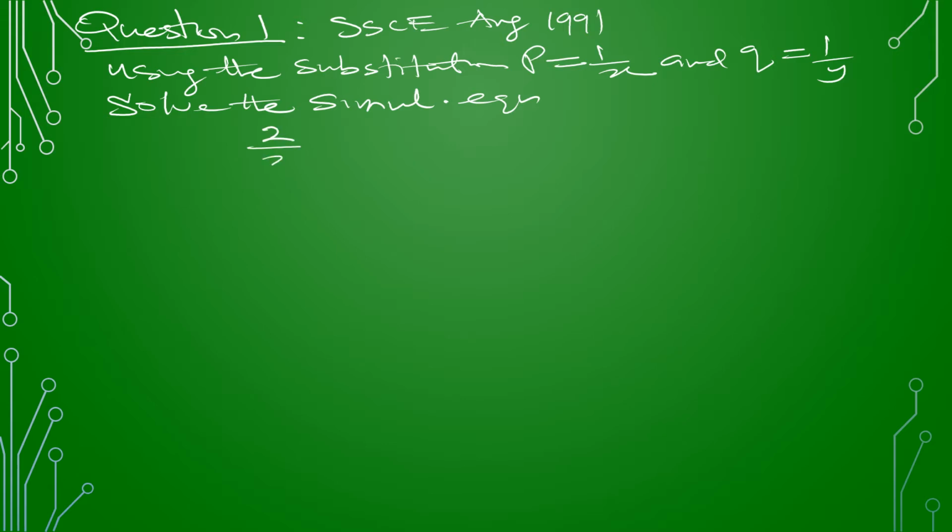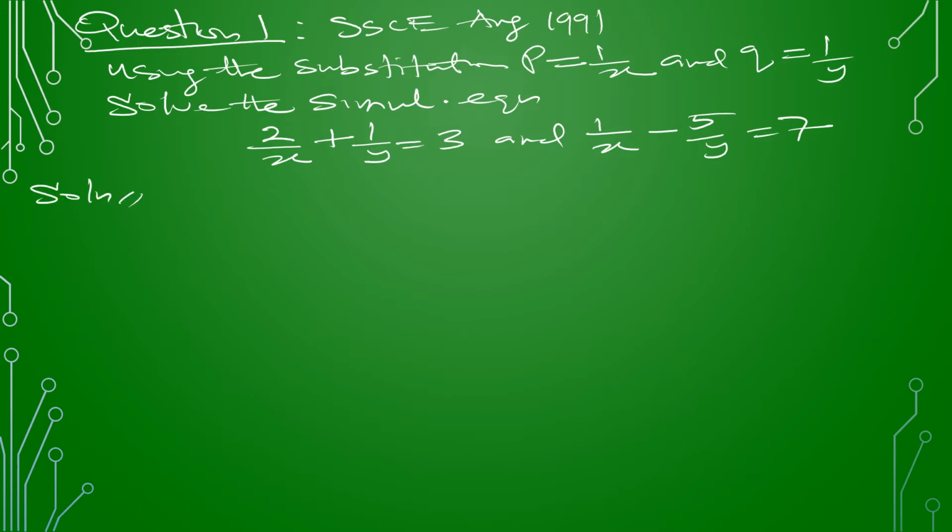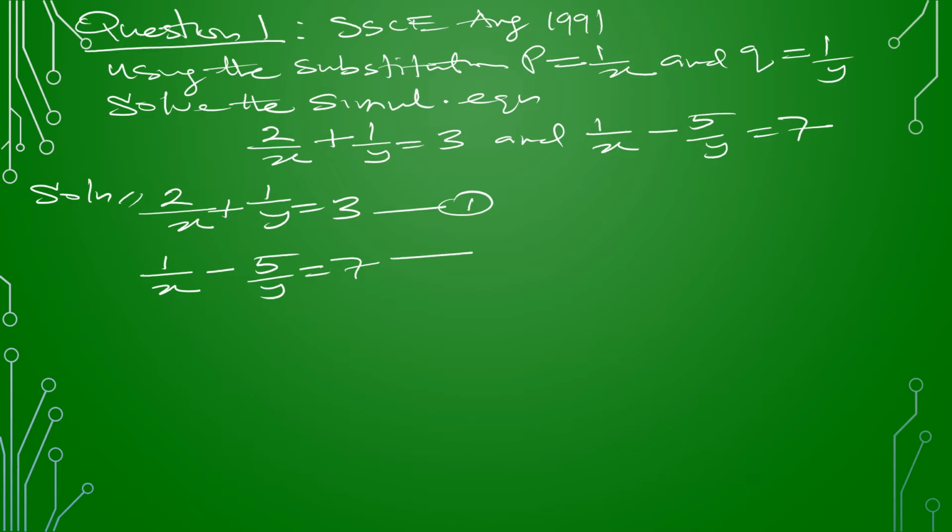2 over X plus 1 over Y as equal to 3 and 1 over X minus 5 over Y as equal to 7. Now, whenever you come across equation like this, don't be scared. The first thing, you spell them out. We have 2 over X plus 1 over Y as equal to 3. And we also have 1 over X minus 5 over Y as equal to what? 7. Let's call this equation 1. Let's call this equation 2.